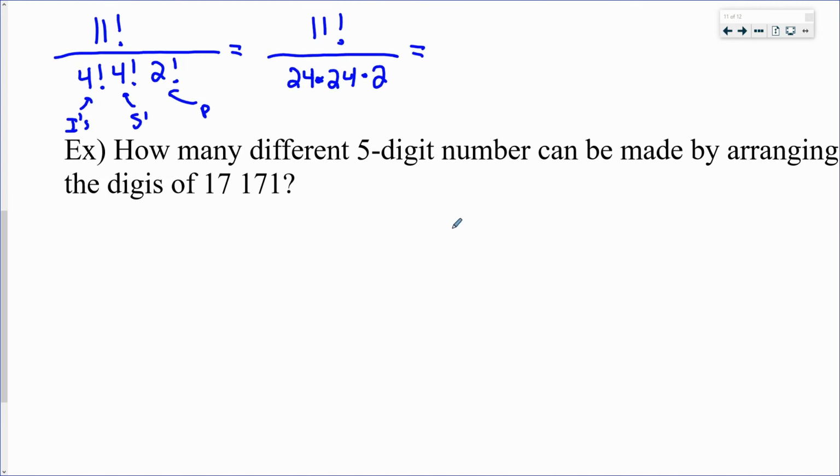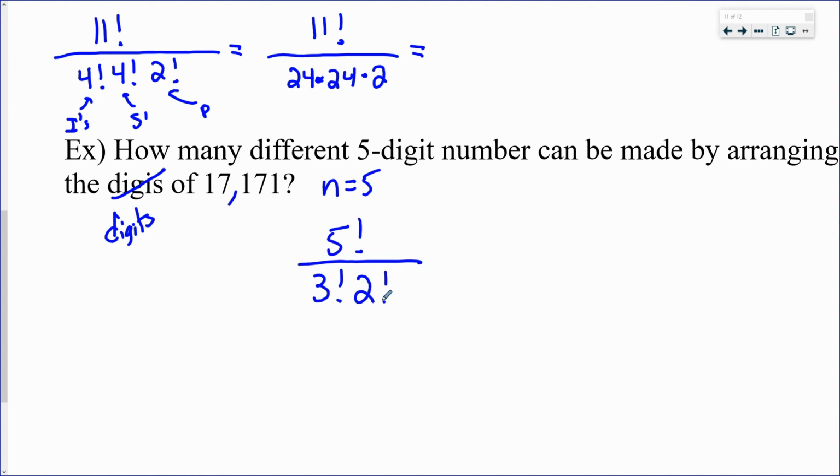All right. What about this question? How many different 5-digit numbers can be made by arranging the digits of 17,171? Well, how many numbers are there in total? There's 5 numbers, so go 5 factorial. Now there's 1, 2, 3 ones, so divide by 3 factorial, and then there's 2 sevens, divide by 2 factorial.